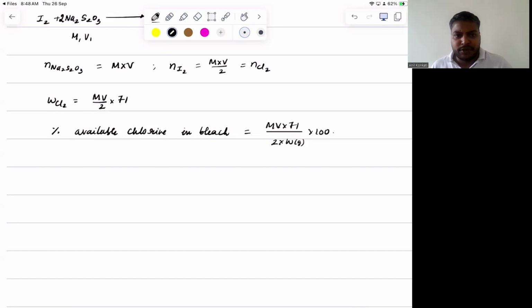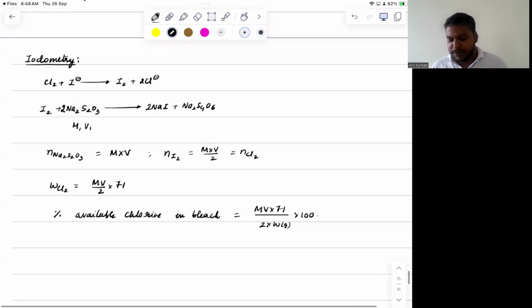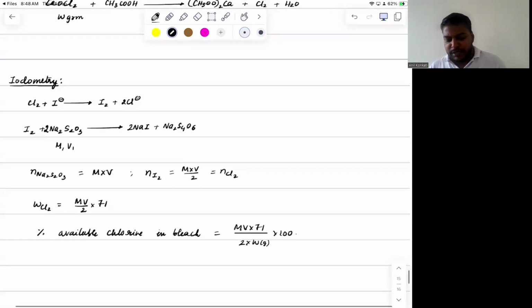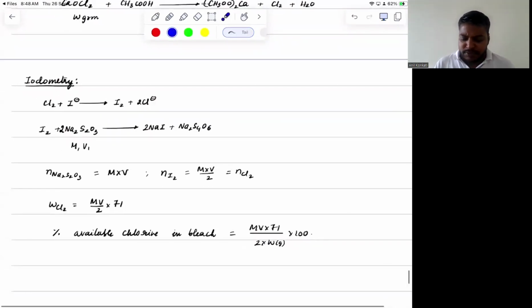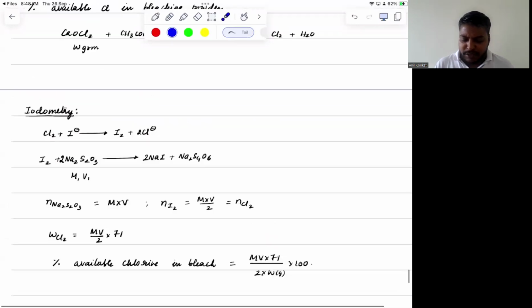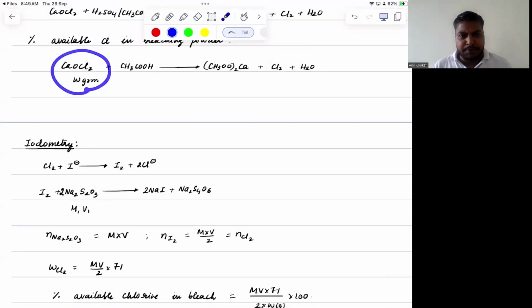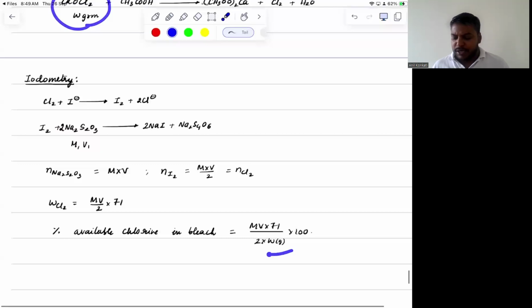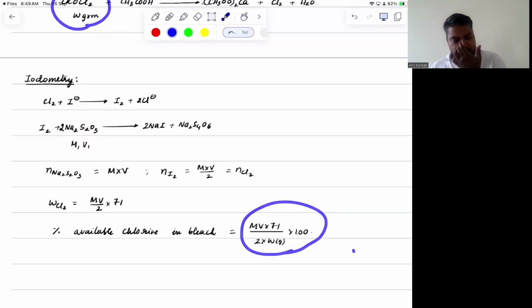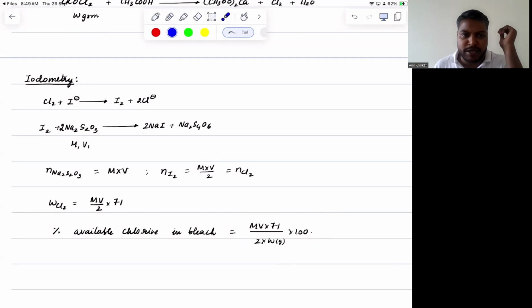This is the reaction we need to know, and how to find out the percentage available chlorine. So it's very easy. The question will be asked this way, giving the weight of the bleaching powder, and from there you directly use this formula to figure out how much percentage available chlorine it is. Okay.